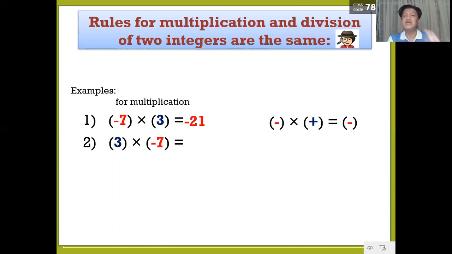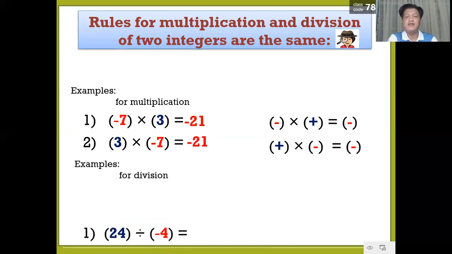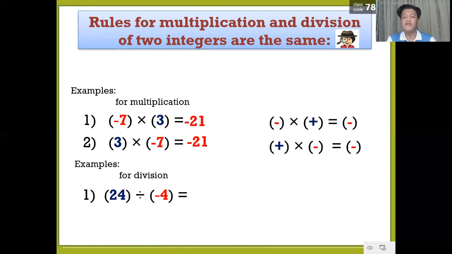And if you are going to interchange the factors, di ba, pinagpalit natin. So positive 3 multiplied by negative 7, and of course, the product of this is simply negative 21. So meaning to say, same lang din yung rule natin, no? Any positive multiplied to any negative, the product sign is always negative. Okay, for division naman, let's have example, 24 divided by negative 4. And the quotient of these two integers is negative 6. So ano yung rule na ginamit dyan? Meaning to say, any positive divided by any negative, the quotient of these integers is always negative.